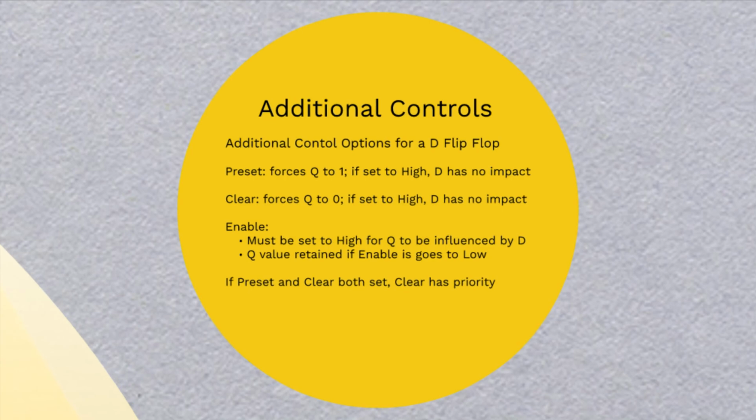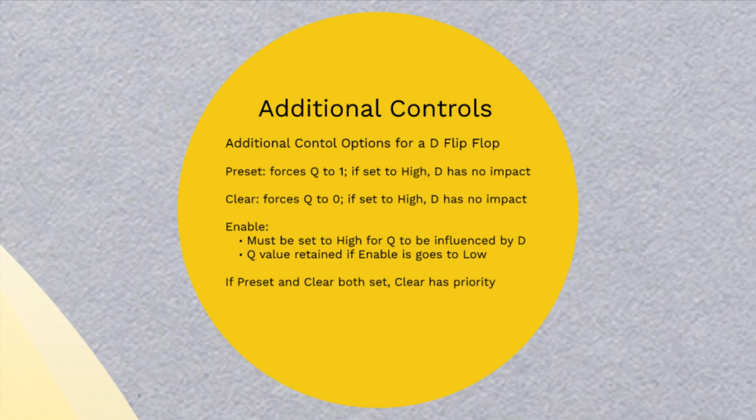The flip-flop we discussed earlier has only two inputs, a D input and a clock input. The D input can be considered a data input, while the clock input is a control input. Additional inputs can be included in a D flip-flop, including preset, enable, and clear. These controls work as expected, but we would like to emphasize a couple of key points. If the preset is set to high, D has no impact on the output. The same is true for clear. When it is set to high, D has no impact on the output.